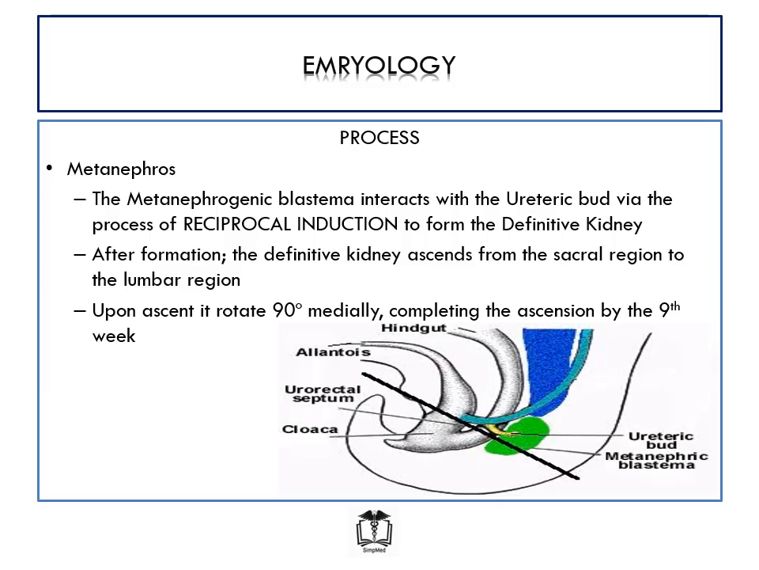During the ascent and that 90 degrees rotation, the hilum, which was initially placed ventrally, after ascent becomes medial, and as a result we tend to see most of the structures of the hilum found on the medial portion of the kidney.